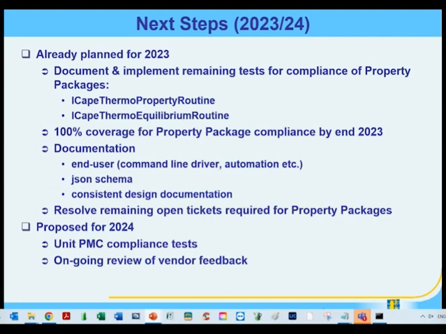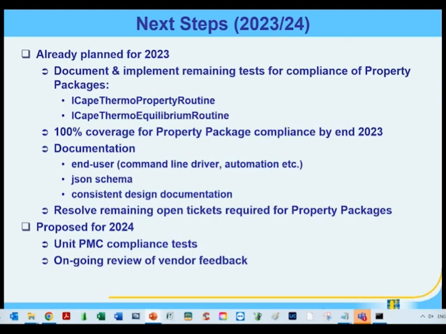Okay, so what are we going to be doing the rest of this year and next year? This year, we are going to be documenting it and implementing the remaining tests for compliance of property packages, which is IK Thermo Property Routine and IK Thermo Equilibrium Routine. So that is planned to be finished by the end of the year, so we have 100% coverage of property package compliance. And that is when we will release version 1.0 of the test suite.